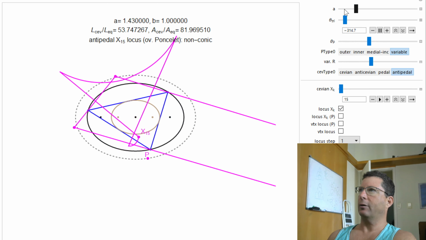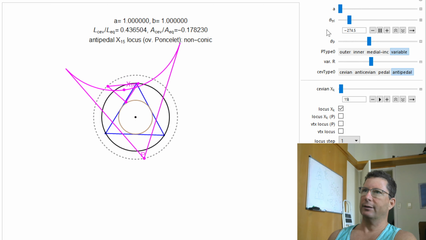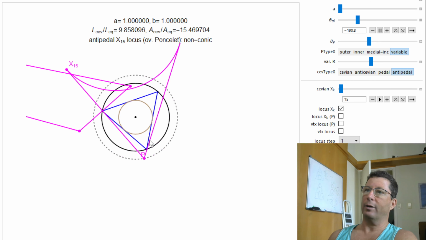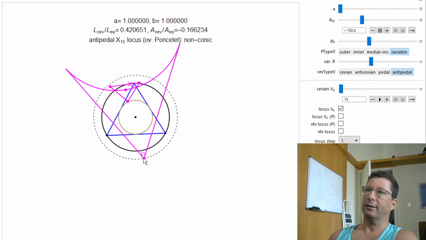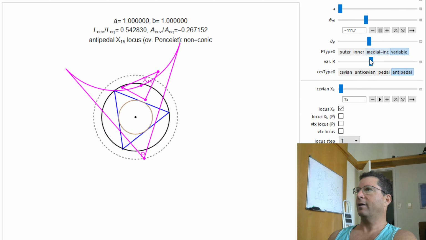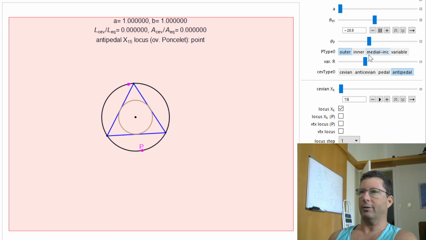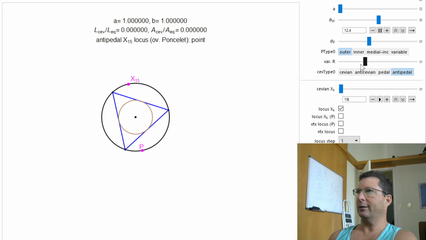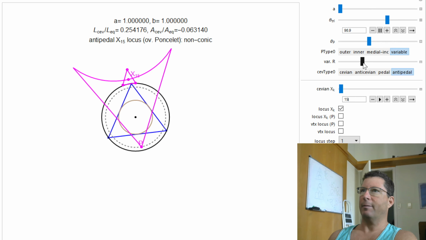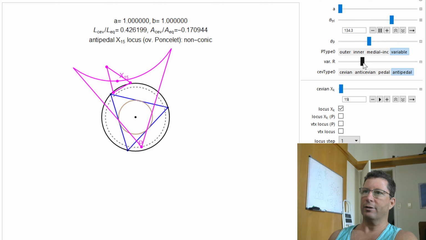How about if I go back to my equilaterals? X15 is a bistable arc of a circle and a stationary isolated point. When I'm outside, what if I'm inside? What if I'm on the circle? It's nothing because we're talking about antipedals here and they're degenerate. Let's go inside the circumcircle. So now I have a bistable again, arc of a circle plus a point.